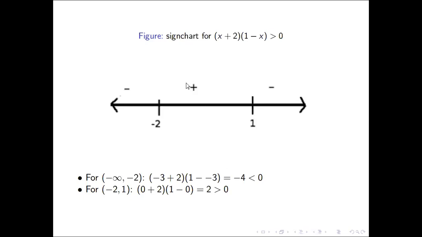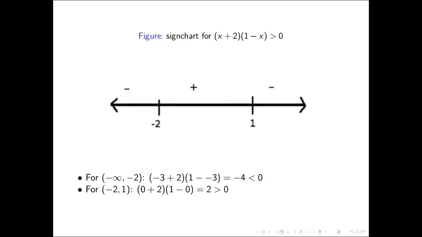So we put a positive sign on top. So it's positive on the entire interval there. By the way, you pick any other number, you will always get a positive result. It's impossible to get a negative result. That's why we only need one test number.